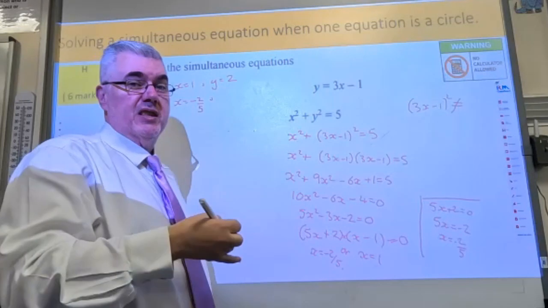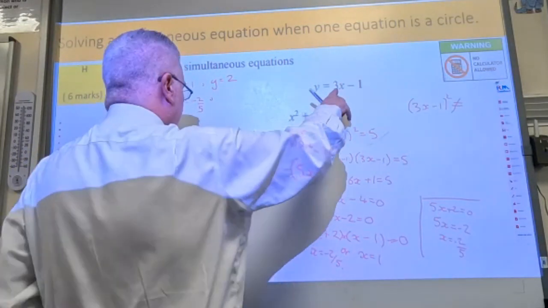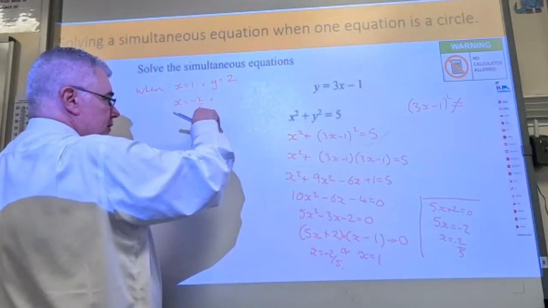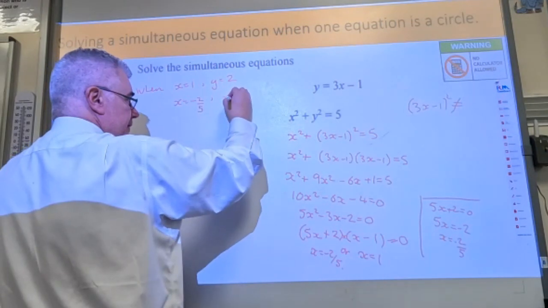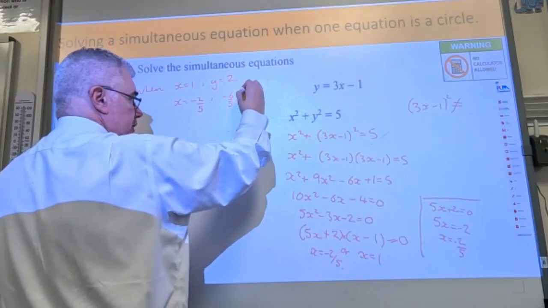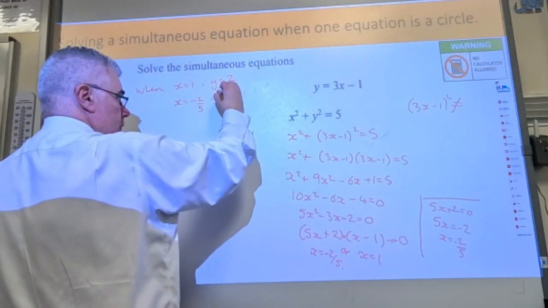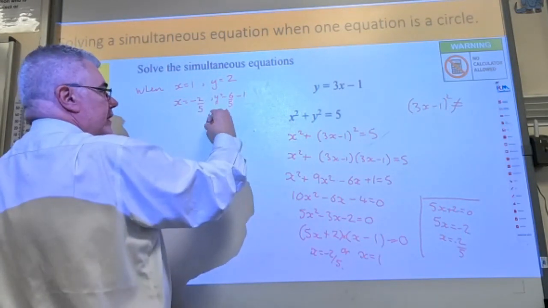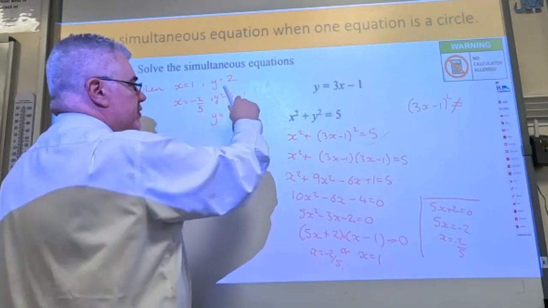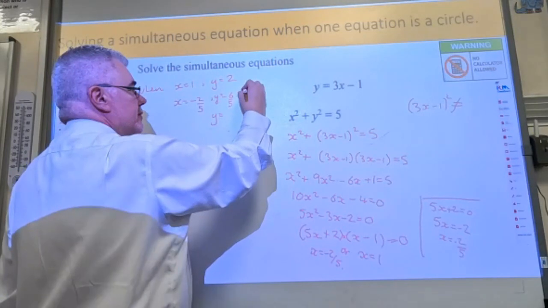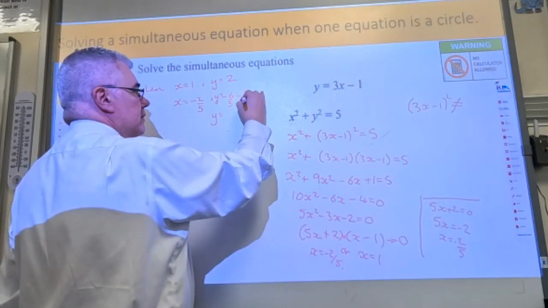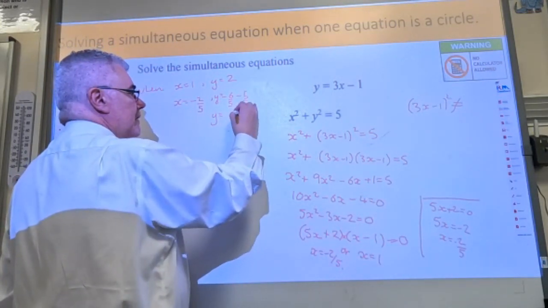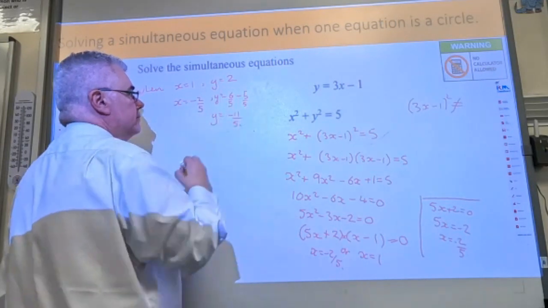This is a bit awkward because it's on a non-calculator paper. I've got 3 times minus 2/5 is minus 6/5. Subtract 1. Going to neaten that up a bit. Minus 6/5 subtract 1 is the same as minus 6/5 subtract 5 over 5. So it's minus 11 over 5.